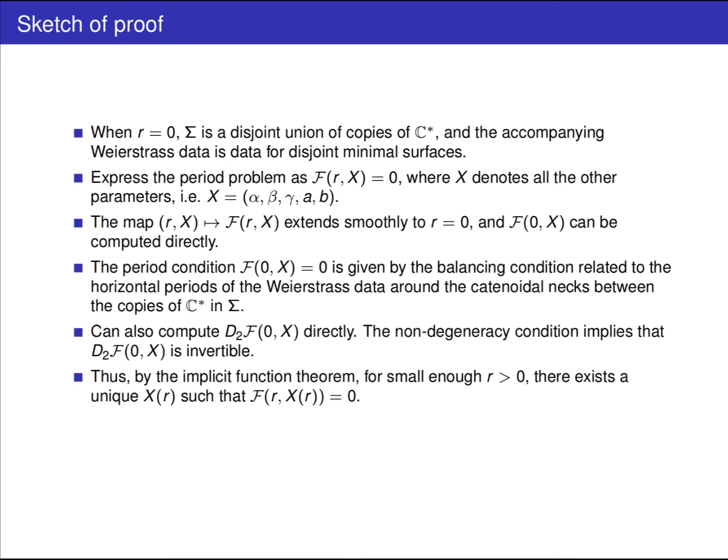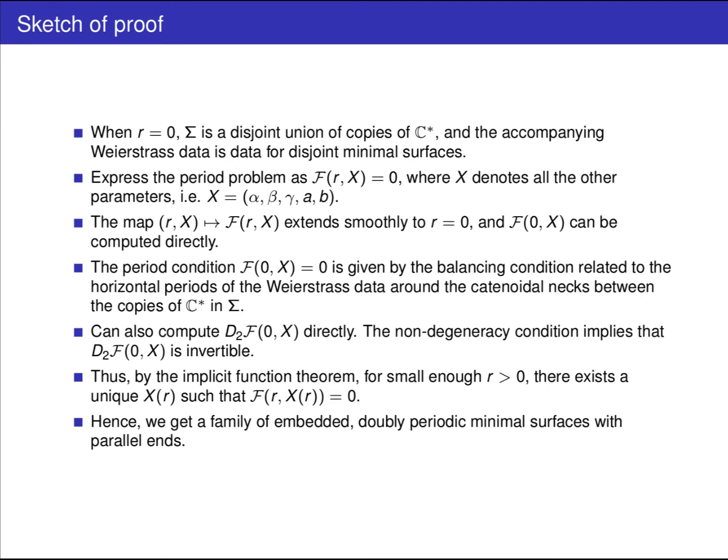Thus, by the implicit function theorem, for small enough r bigger than 0, there exists a unique x of r such that f of (r, x of r) will equal 0, solving our period problem for each small r. Hence, we get a family of embedded W-periodic minimal surfaces with parallel ends. So that gives us our results, producing the W-periodic minimal surfaces with these parallel ends, with the different levels connected by tiny catenoidal necks.